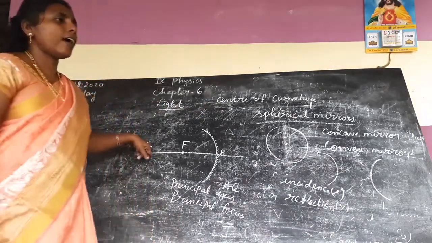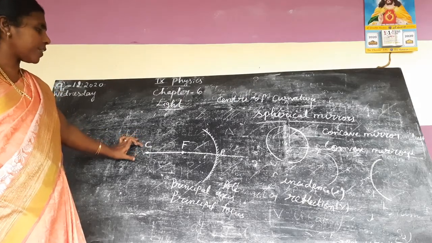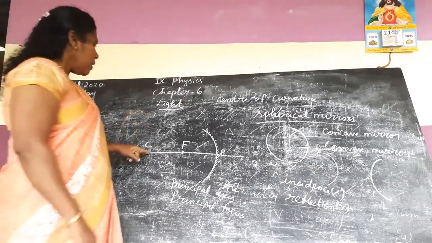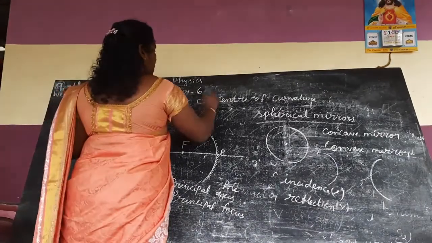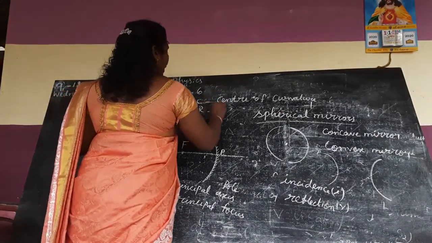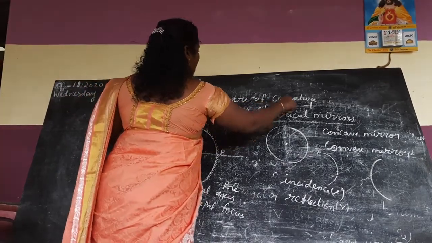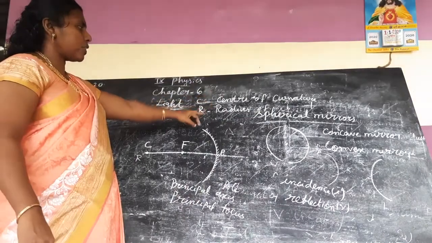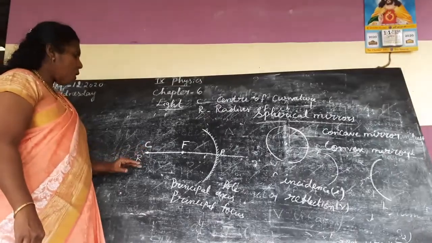Thus we can say radius of curvature is also the same point. Center of curvature or radius of curvature, same point. So instead of C we can write R also. This C means center of curvature or radius of curvature. So here we can write C or R.